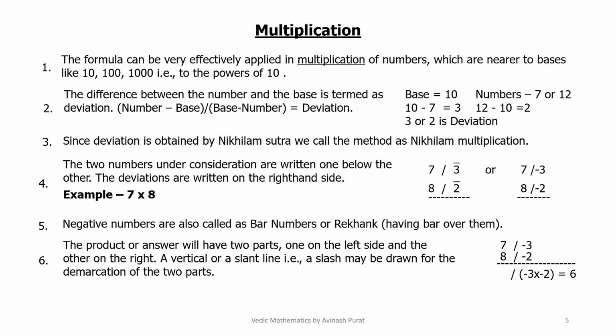Since the deviation is obtained by the Nikhilam Sutra, we call the method Nikhilam multiplication. The two numbers under consideration are written one below the other.